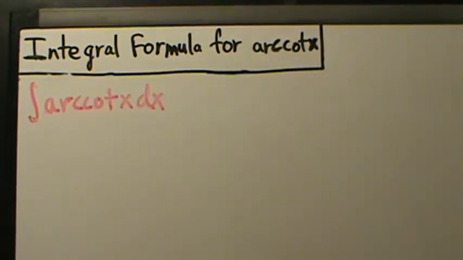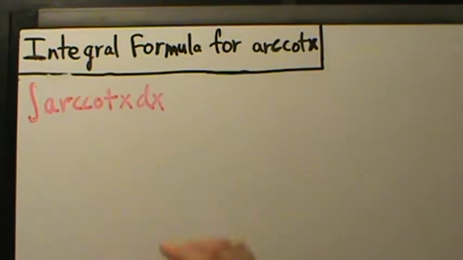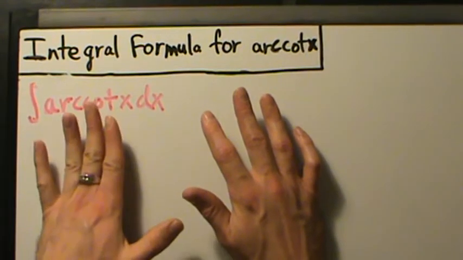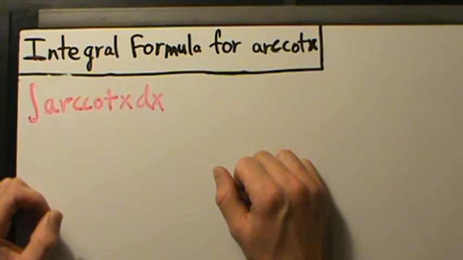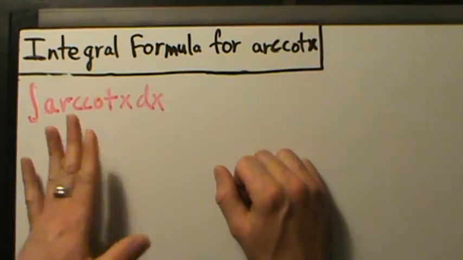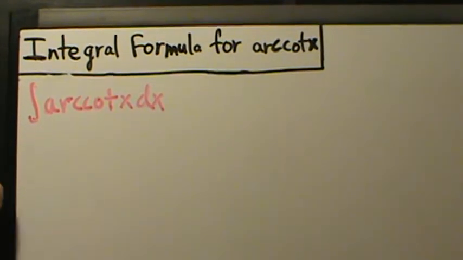Alright, so in this video we're going to do the integral formula for the inverse cotangent of x, so that's arccotangent of x. And there's two ways to approach this one. Just like with the inverse cosine integral, there's two ways to approach it. One of them is to do it using integration by parts, and the other way is to do it by using inverse trig identities.